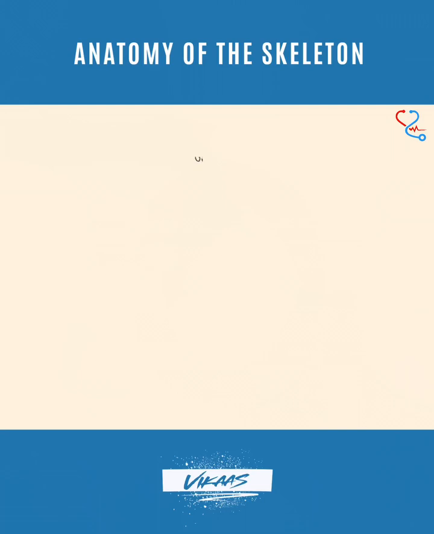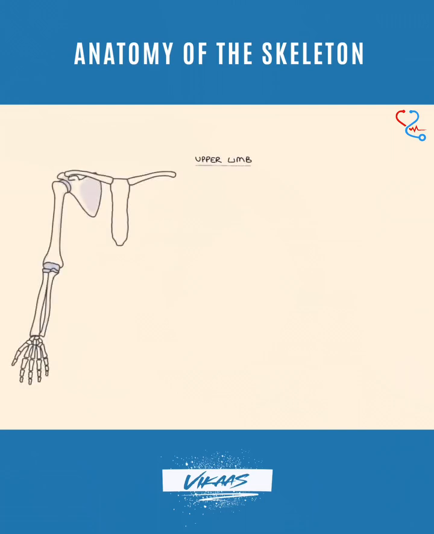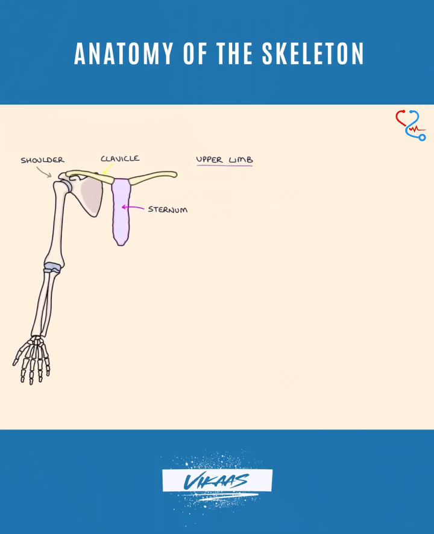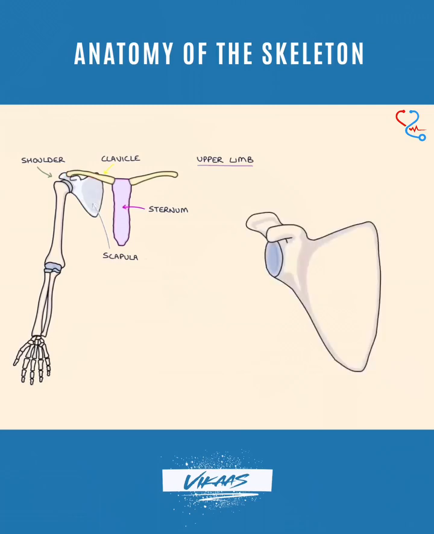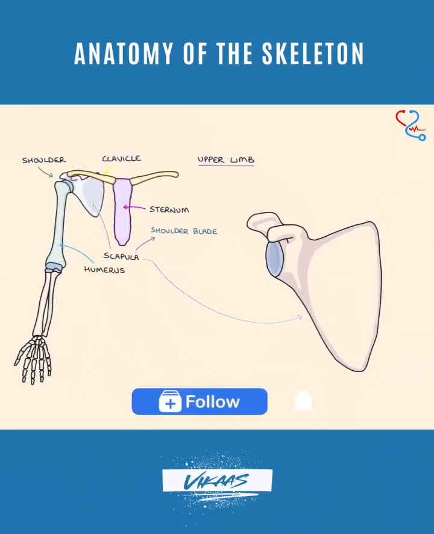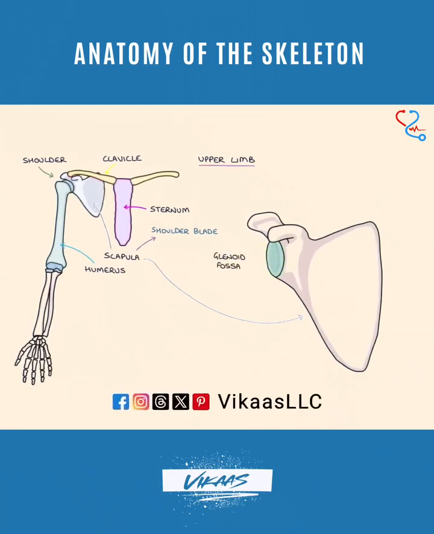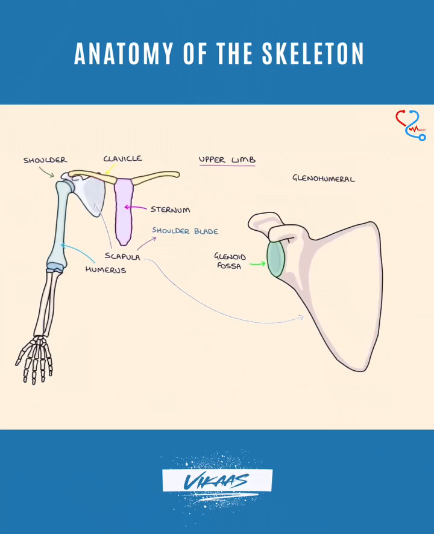Next, let's talk about the upper limb. The clavicle lies horizontally between the sternum and the shoulder at the front and upper portion of the chest. The clavicle is commonly called the collarbone. The scapula is the flat, triangular-shaped bone at the back, commonly called the shoulder blade. The humerus is the name for the bone of the upper arm. On the scapula, there's a concave area called the glenoid fossa, and the head of the humerus meets the glenoid fossa to form the glenohumeral joint of the shoulder.